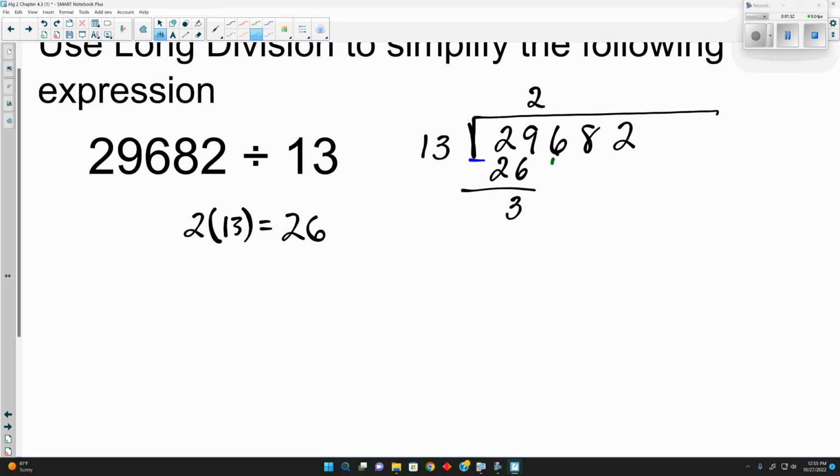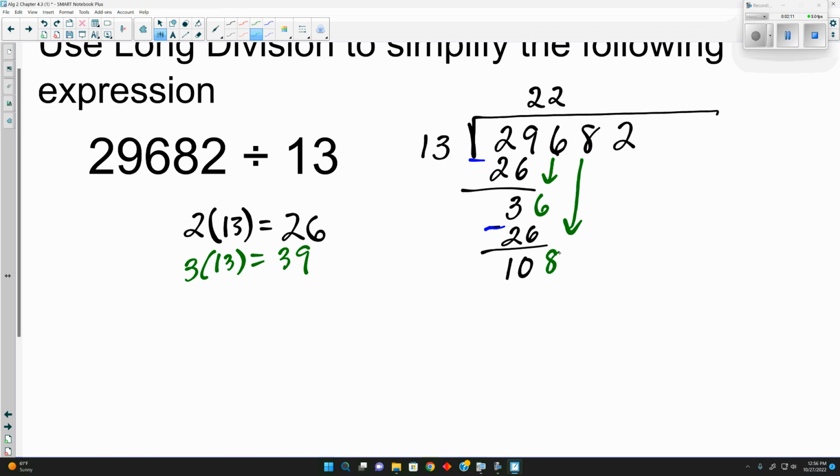Then the next thing we'll do is drop the 6 and do it again. So we need to see what number times 13 would get us close to 36. We could try 3, which is 39, so that means we're sticking with 2 again. We already have 2 times 13 is 26, and then we would subtract. 36 minus 26 is 10. Then we'll bring the next number down.